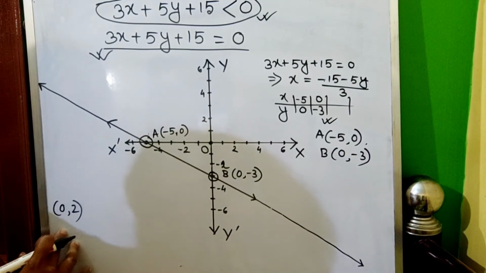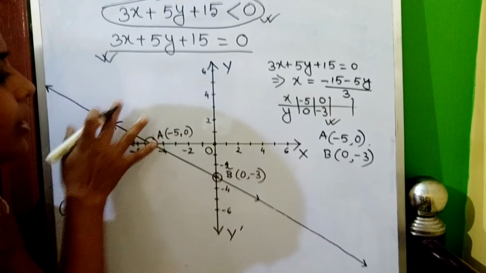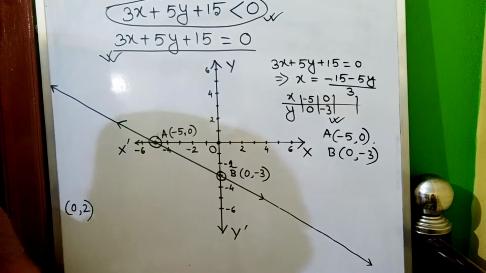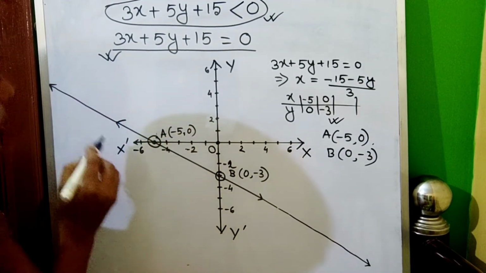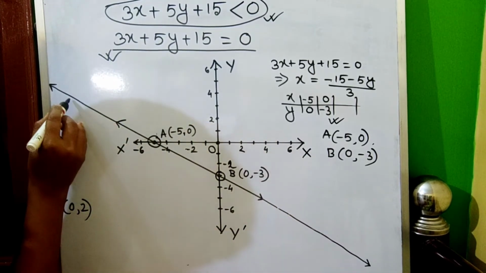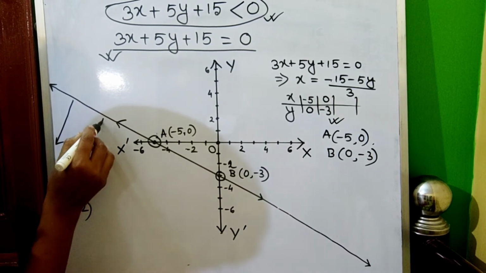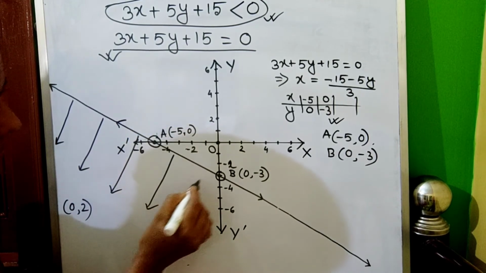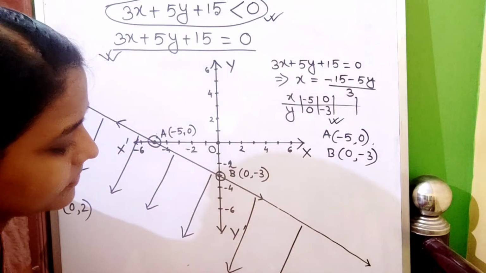What is the point? It's 0, 2, that means this is the point, and if we drew the region in this portion, the region would be towards the point. So away from this point, the region will be this side's plane, and the region will be like this. This side is the region.